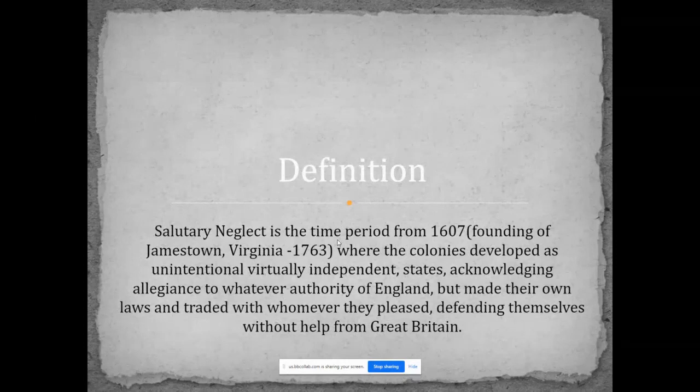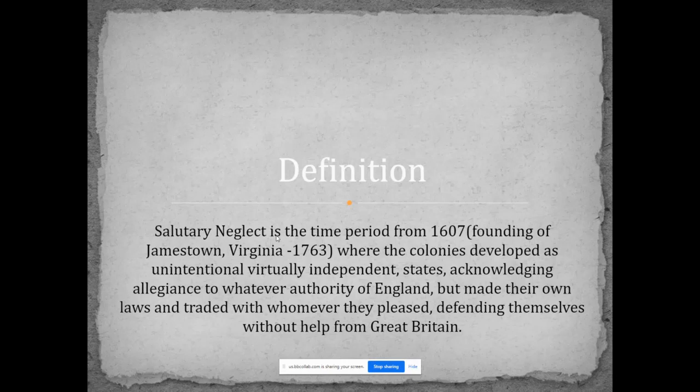But to begin with, and this is part of Learning Objective 1, here is the definition of salutary neglect. And again, please interject with any questions or comments, either by turning on your mic or going into the chat box. Okay, here's the definition.